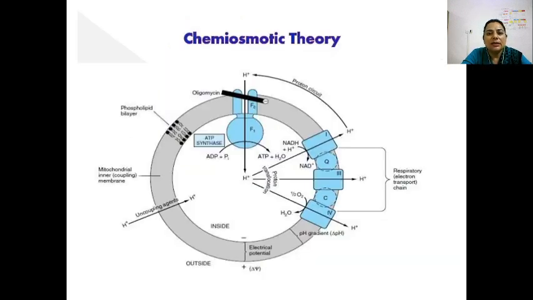Chemiosmotic theory, that is, with the passage of electrons through the various complexes, there is translocation of protons from the inner mitochondrial space, that is the matrix, to the intermembrane space, leading to the development of a proton gradient.